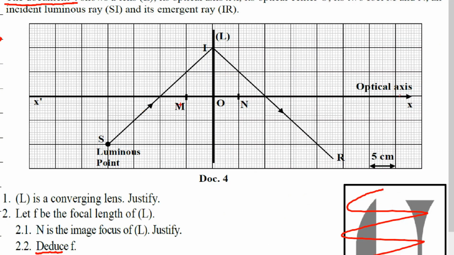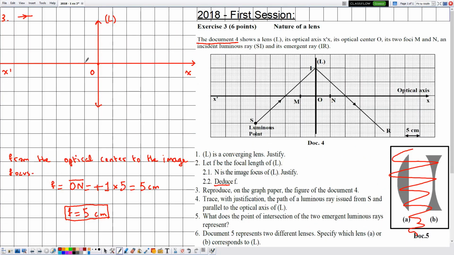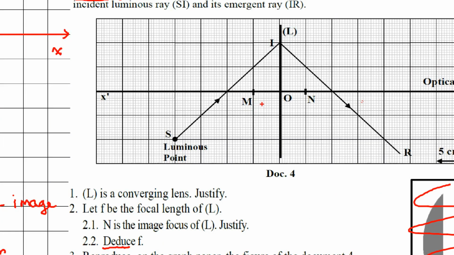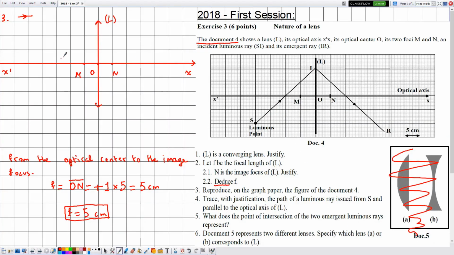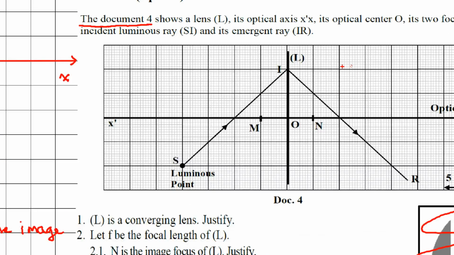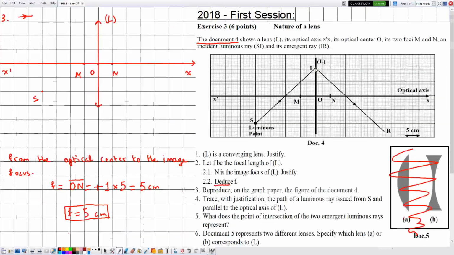Now the point M is located one division in front of the lens. And N, which is the image focus, is the symmetric of M with respect to O. Now the point S is located 1, 2, 3, 4 divisions in front of the lens and 2 divisions downward. So 1, 2, 3, 4, 1, 2. This is the point S. Now the point I is located 1, 2 divisions on the lens upward.